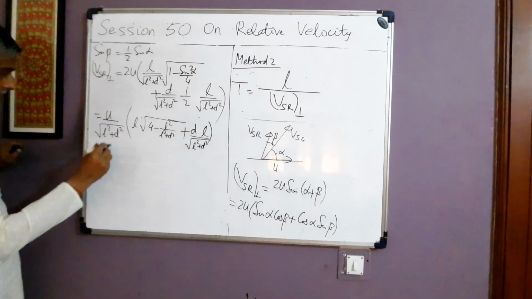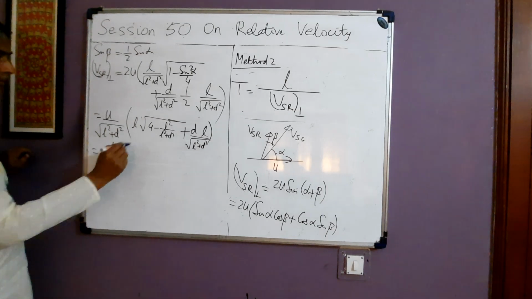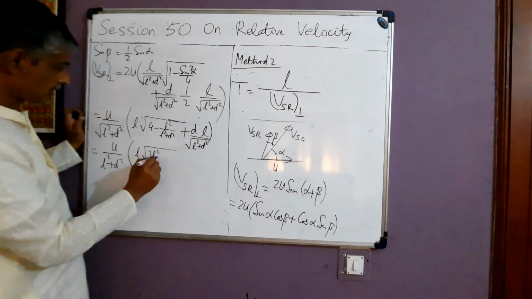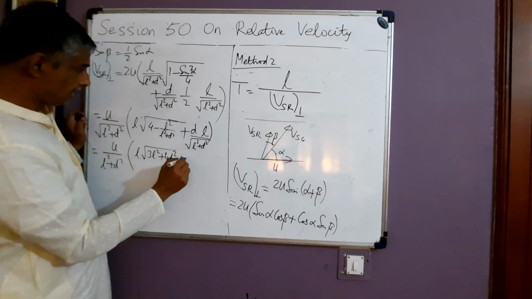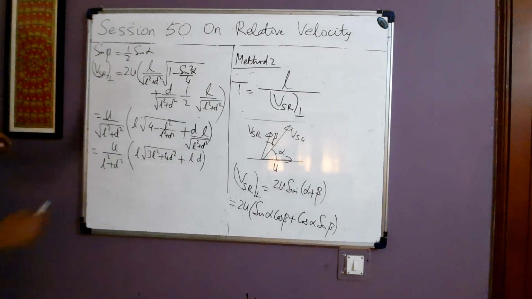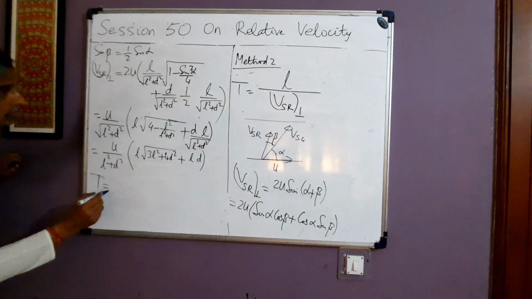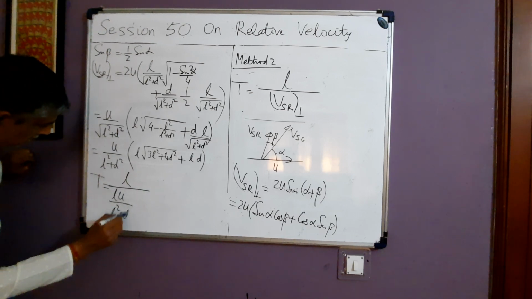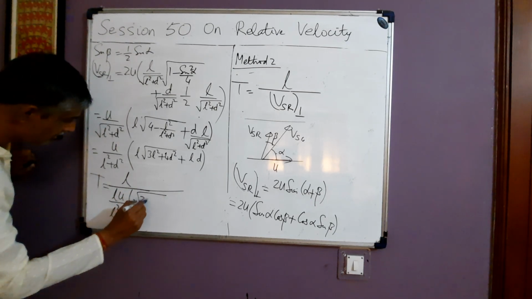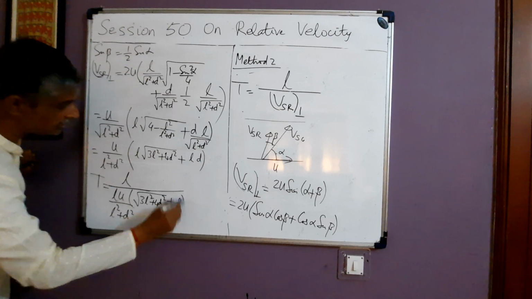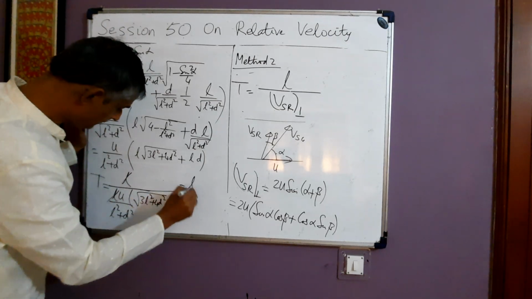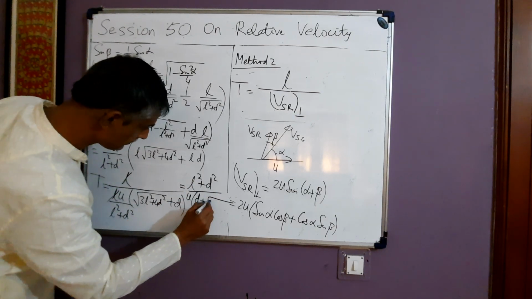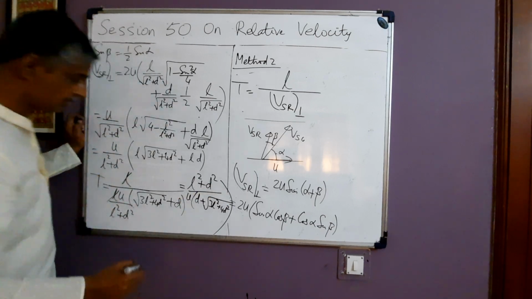So if you take this outside here, this becomes U square by L square plus D square, and this becomes L root 3L square plus 4D square plus LD. Okay, the VSR perpendicular. Substitute in this formula. So T becomes how much? L by this. So L goes away. Answer comes L square plus D square by U into D plus root under 3L square plus 4D square. This is the required answer by method 2.